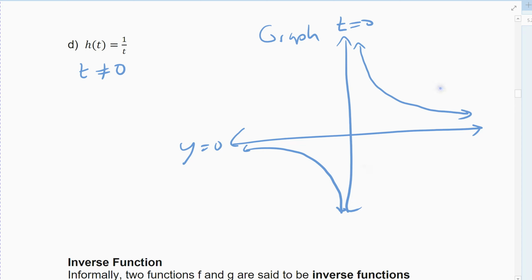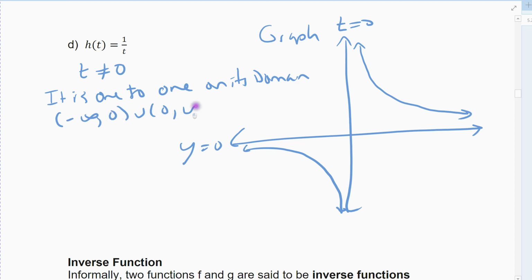And so yes, it passes. So it is 1 to 1 on its domain, which is negative infinity to 0 and 0 to infinity, with an asymptote at 0, so it doesn't exist there. And so that means it should be increasing or decreasing, right? And it's decreasing, moving down. And so it decreases on its domain.